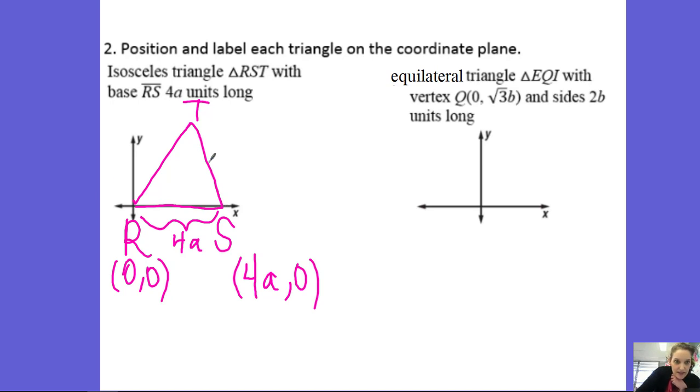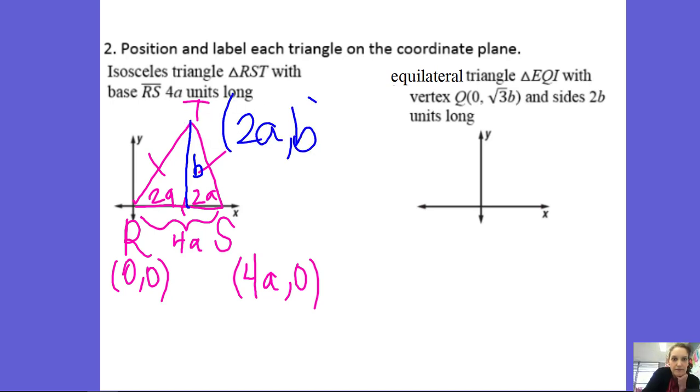And then T is going to be halfway in between R and S, since this is an isosceles triangle. Half of RS is 2a, so this is 2a and this is 2a. And then I'm going to go up a certain distance, and I don't know how far up I'm going to go. When I don't know the next distance, I'm going to use the next letter in the alphabet to represent that distance. Since I used a first, now I'm going to use b. So to get from R to T, I'm going 2a units to the right, and then up b units. So T is 2a, comma, b.